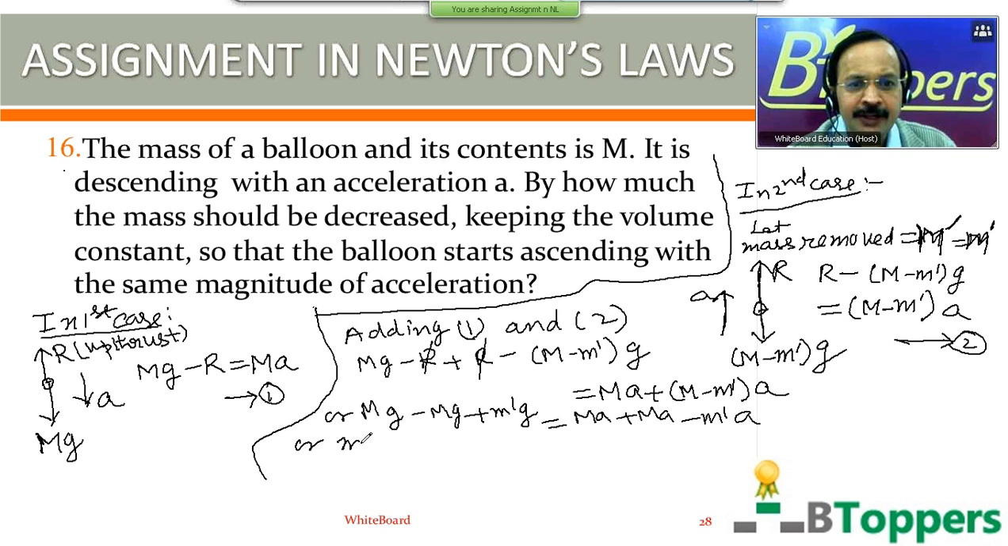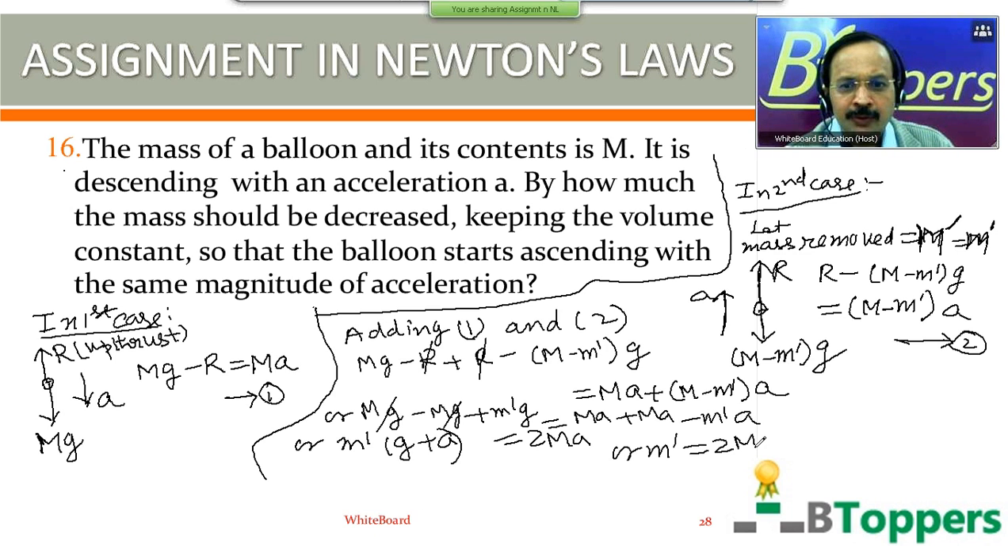So you can collect the terms containing m dash to the left hand side. On the left side again mg gets cancelled. On the right side you get 2ma. So you get m dash equal to 2ma by g plus a. That's the answer.